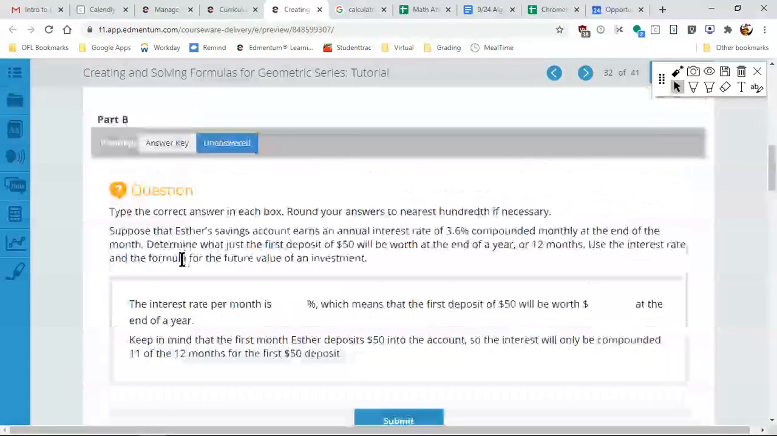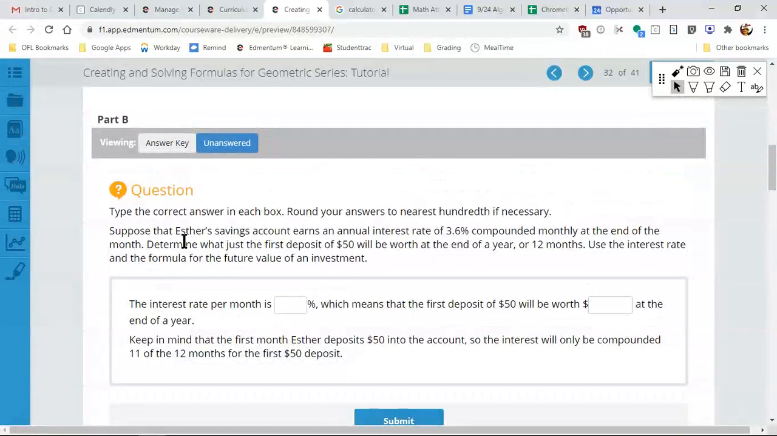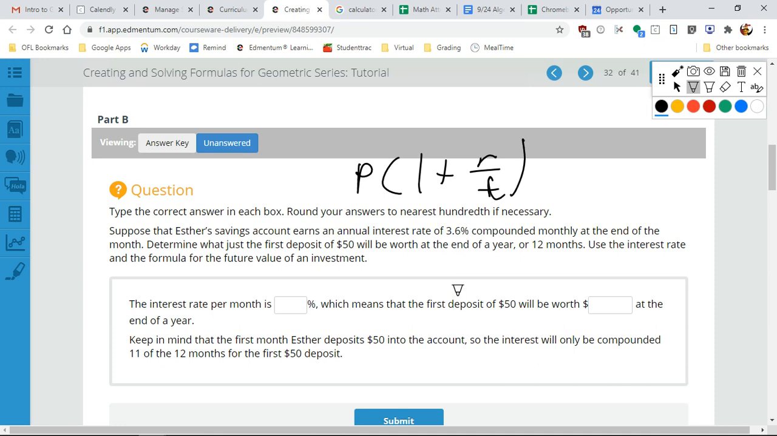So the next one we're going to do is, all right, Esther, she's getting this much in interest. They get paid every month. So her first deposit is 50. At the end of the year, or 12 months, use the interest rate formula to figure this out. Our interest rate formula is always P(1 + R/12). It's technically supposed to be T. T is the number of times that we are getting paid. So we get paid 12 times a year, and then we're going to have N times T, how many times we get paid a year.